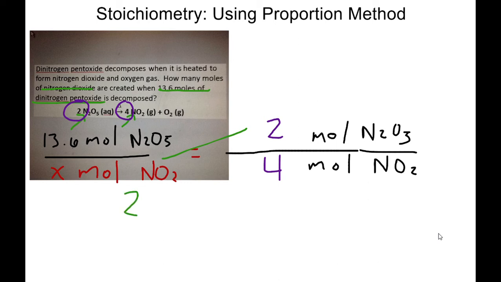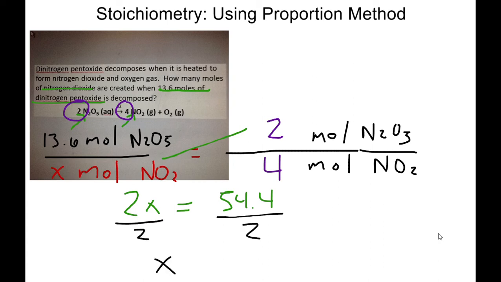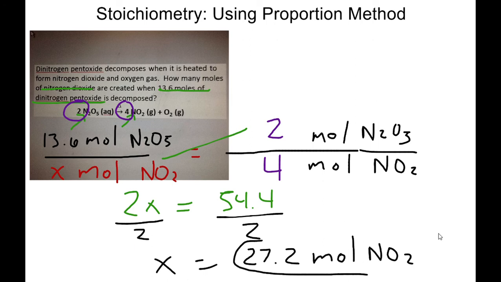2 times x becomes 2x, and 13.6 times 4 becomes 54.4. Now to solve for x, we simply divide each side by 2, and x is now represented by 27.2. Recall what x represents. Our unknown, written in red, again, is moles, but it's moles of the chemical known as nitrogen dioxide, or NO2.